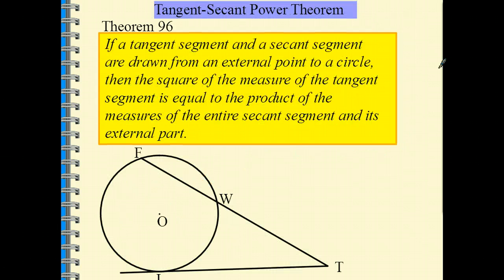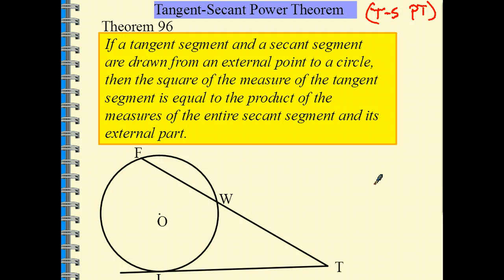The next power theorem is the tangent-secant power theorem, and just like before, we can shorten it to TSPT. What this tells us is that if a tangent segment and a secant segment are drawn from an external point to a circle, then the square of the measure of the tangent segment is equal to the product of the measures of the entire secant segment and its external part.